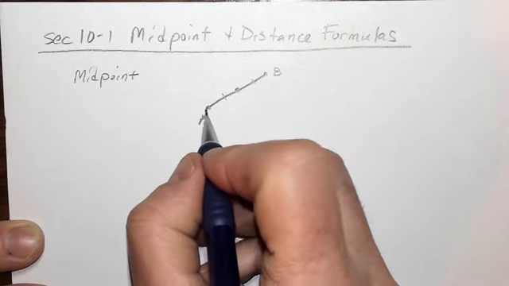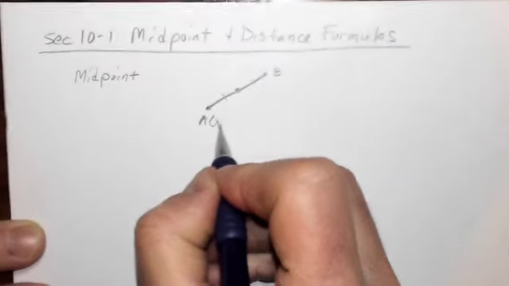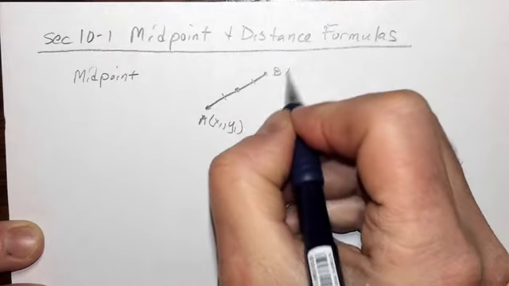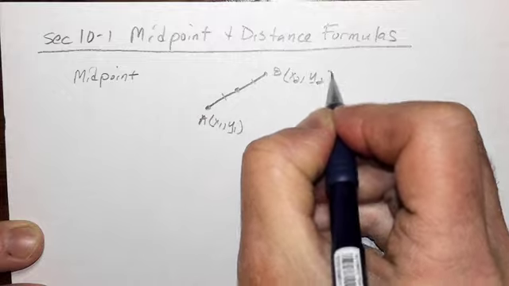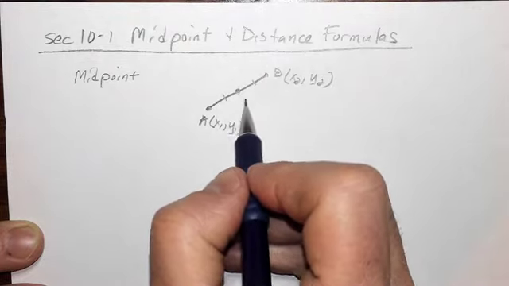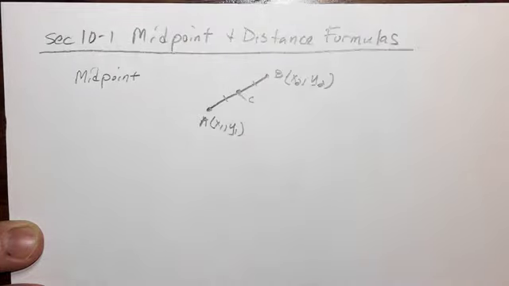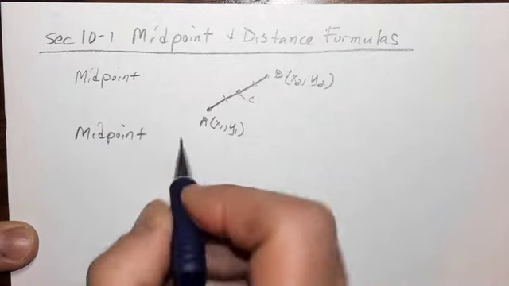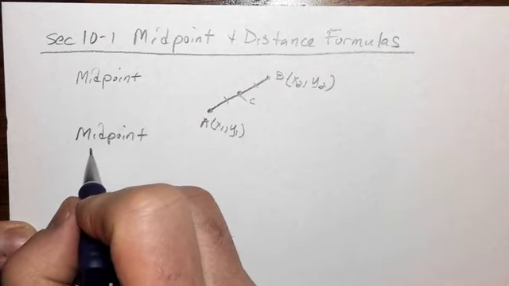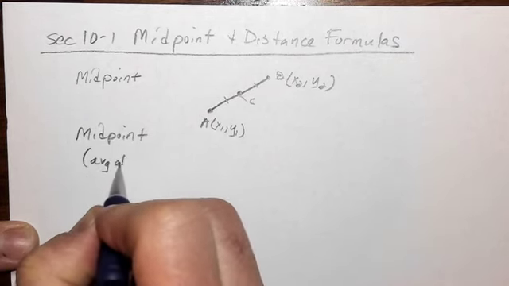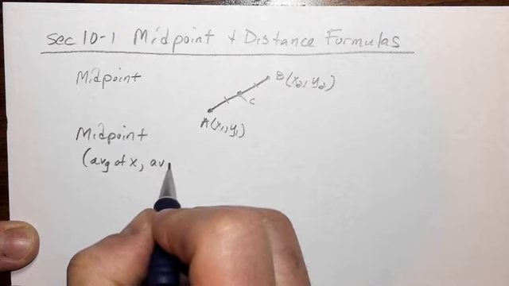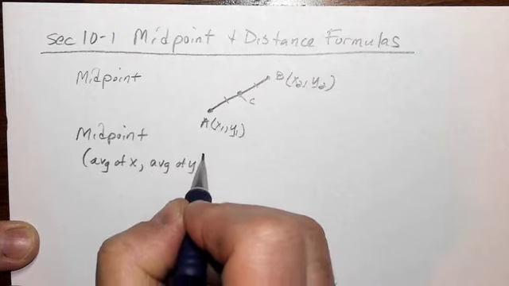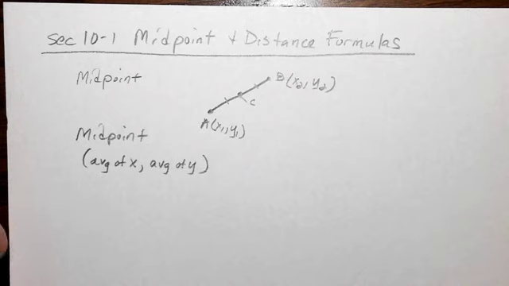So let's say these were given on a plane as 2 points. This is x1, y1, and this is x2, y2. To find the coordinates of that middle point, what we would do is find the average of the x's and the average of the y's. Simply, the midpoint of 2 points is given by the average of the x's and the average of the y's. That's the thinking way of doing it.